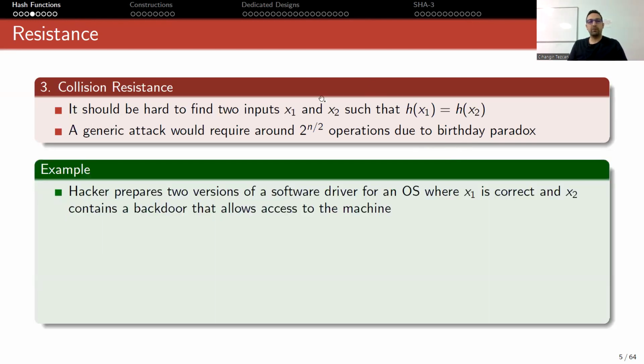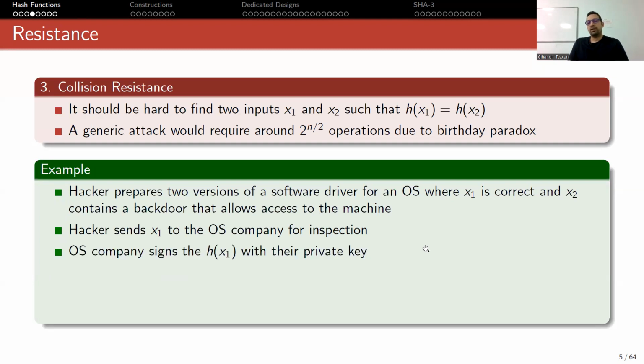So why do we need such a resistance? An example is as follows. Assume that a hacker prepares two versions of a software driver for an operating system, where x1 is the correct version, which doesn't have malicious code in it. The hacker also provides the same software driver, but this time it contains a backdoor or a virus, and both of them have the same hash value. The hacker sends x1 to the operating system company for inspection, for instance Microsoft. Microsoft checks that there's no problem in it, so it's secure.